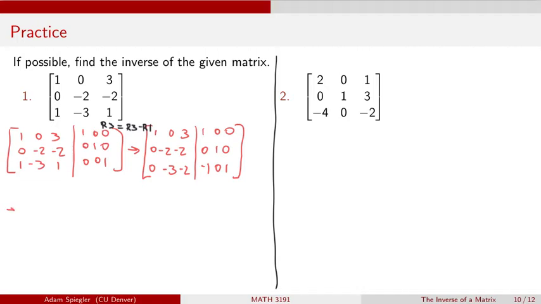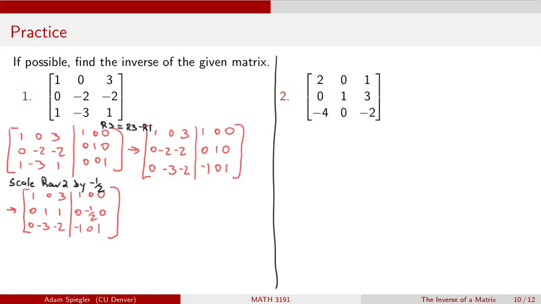And then the next operation we can do would be to scale row 2 so that we have a pivot of 1 in the next pivot position. So if we scale row 2 by -1/2, we now have 0, 1, 1, 0, -1/2, 0 for row 2 in the augmented matrix, and row 3 has not changed from the previous step.